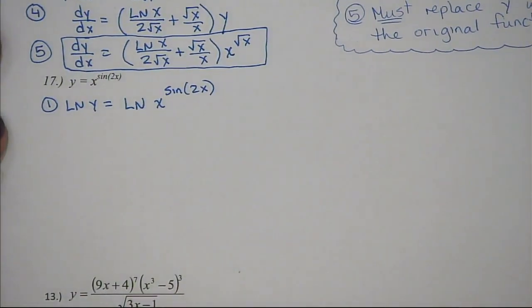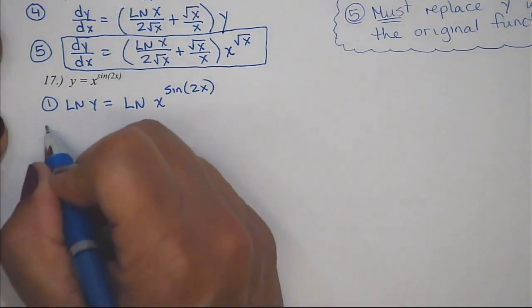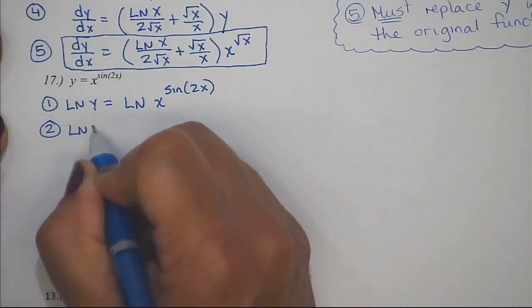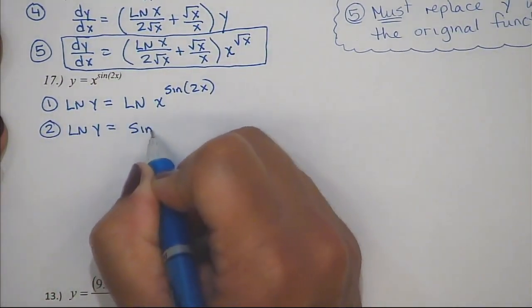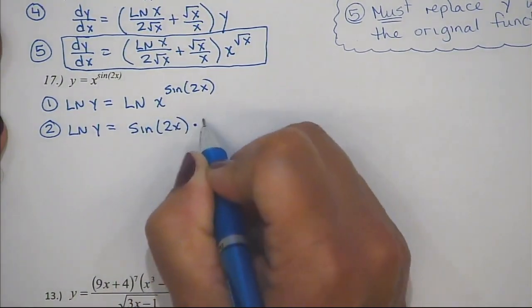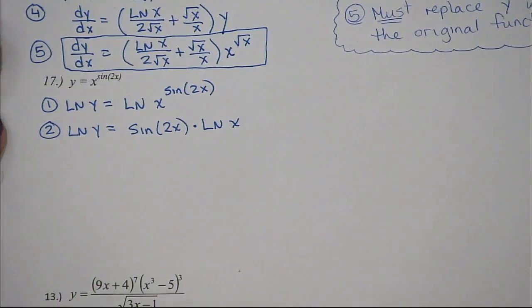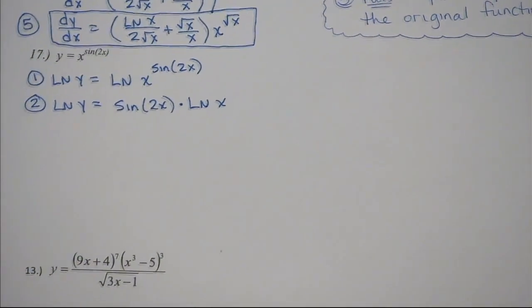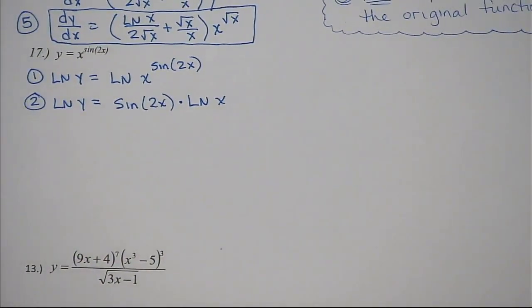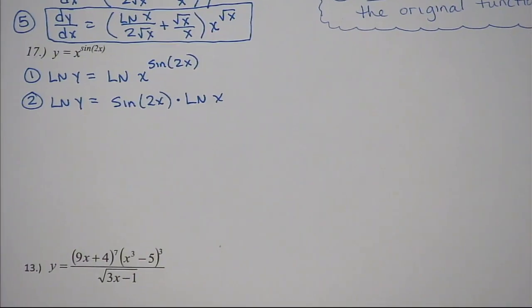So same thing, we're going to expand the right side, bring the exponent out front. So step 2, sine of 2x times the natural log of x. So that's our expanding. And now we're going to differentiate. So again, on the left, 1 over y dy dx. And on the right, we're going to do a product.